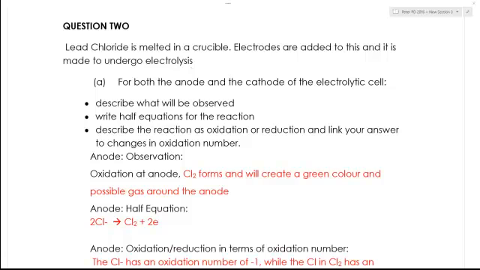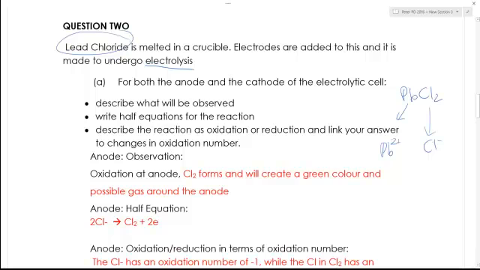Okay, now this question is an electrolysis question. The way you know it, it's going to actually tell you it's electrolysis at some point, and that you've got lead chloride in this case, or some ionic salt that's been melted. So we've got PbCl2. Now that actually means we've got Pb2+ and Cl-. Make sure you start with ions.